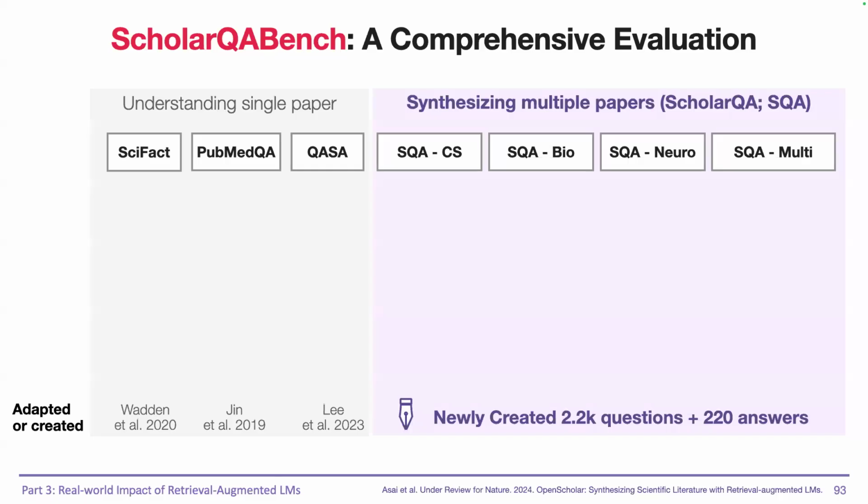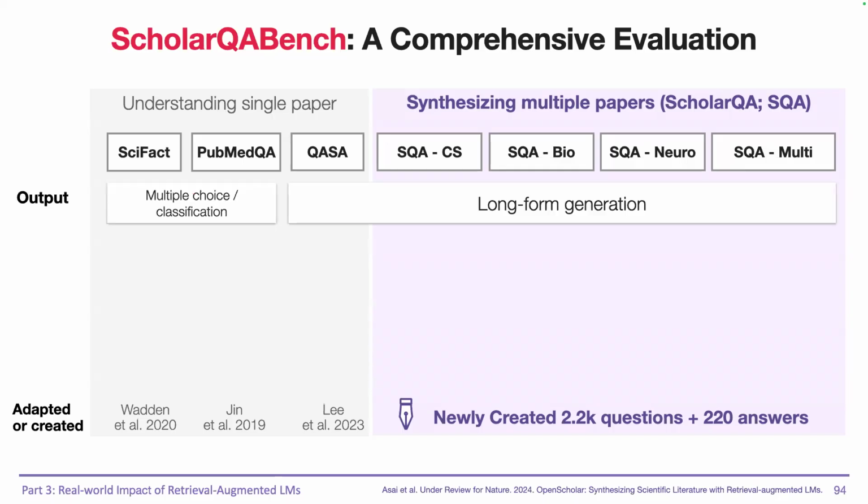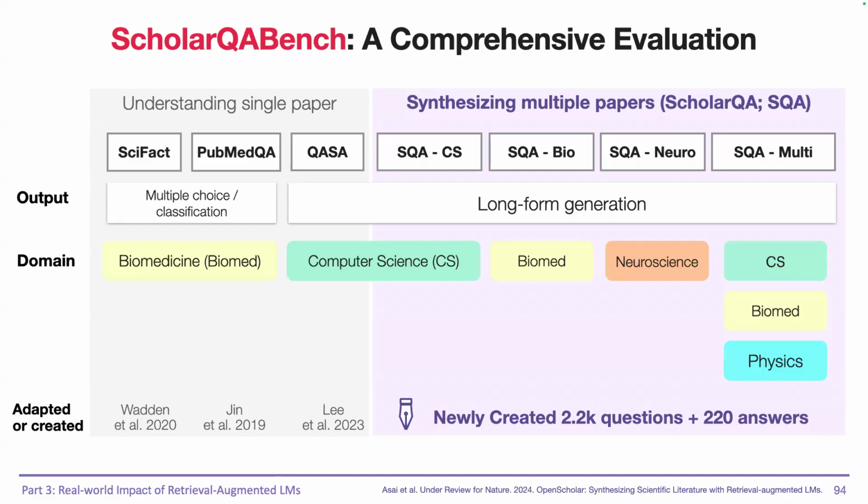To address this, we recruited dozens of expert annotators, either Ph.D. holders or Ph.D. candidates, who created over 2,000 open-ended research questions and 200 expert-written answers. This dataset supports diverse output formats to accommodate different evaluation needs: multiple choice and classification for simple, reliable evaluations, and long-form generation for more realistic scenarios. It also covers four fields: computer science, biomedicine, neuroscience, and physics.